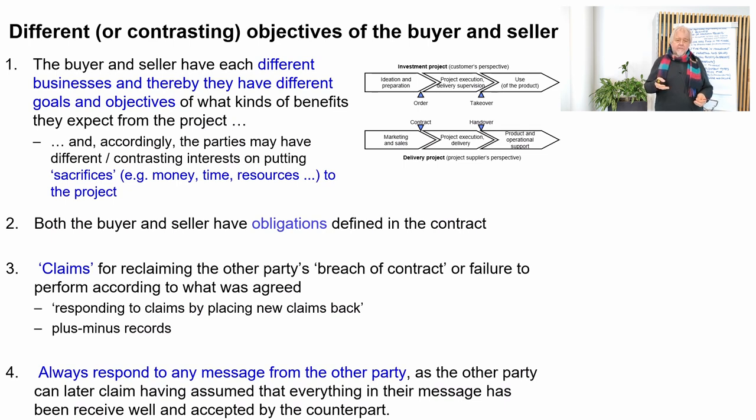Then the claims, number three, are important issues that we must understand, that sometimes both parties are sending claims to the other, or reclaiming about the other party's actions, and asking for compensation maybe for the breach of contract and not fulfilling the obligations of the contract or what was agreed and so on. So both parties can send claims to each other for certain purposes, and also request certain monetary compensation for the other party's behavior.